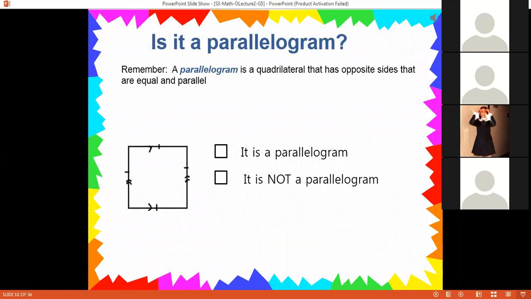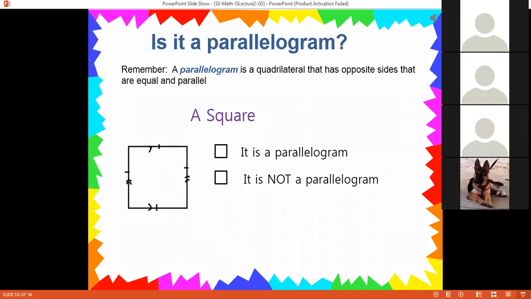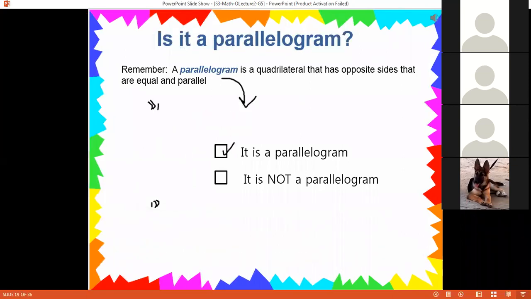Opposite sides are equal and parallel. Does the square have opposite sides equal and parallel? Yes. So, is a square a parallelogram? Yes. So yes, a square is a parallelogram. Okay.